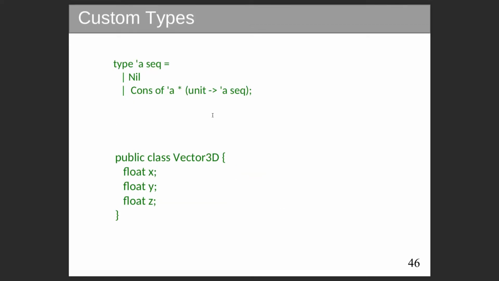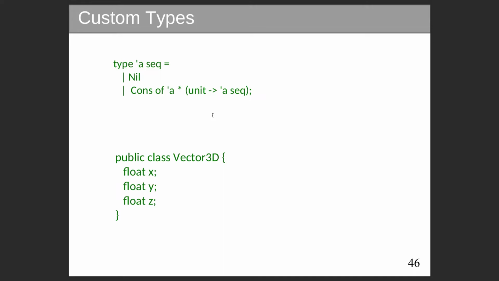So in OCaml, you might write something like the thing above. Does anyone know what that is? It's a lazy list. Yep, it's got this unit to thing going on there. Unit, remember, is slightly different to void.